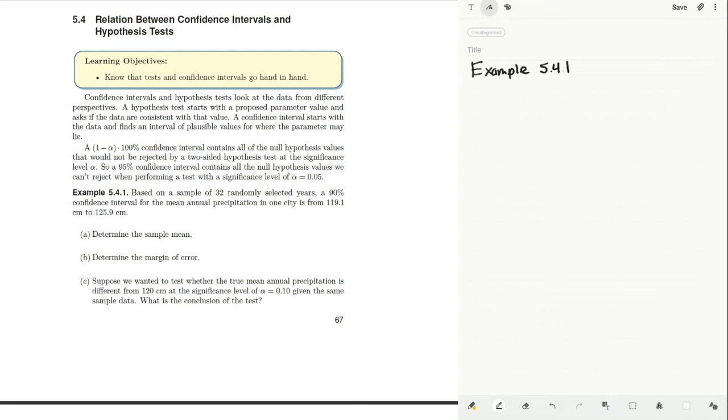Let's take a look at an example. Suppose we have a sample of 32 randomly selected years and a 90% confidence interval for the mean annual precipitation in one city is 119.1 centimeters to 125.9 centimeters. So let's first determine the sample mean. Recall that the confidence interval is constructed by taking the sample mean and then adding and subtracting a margin of error.